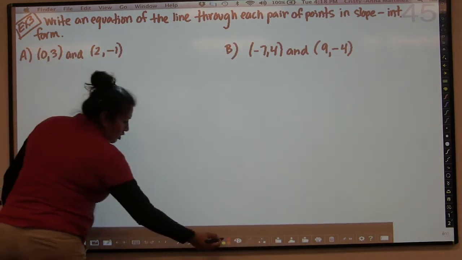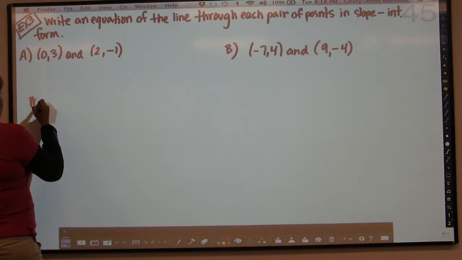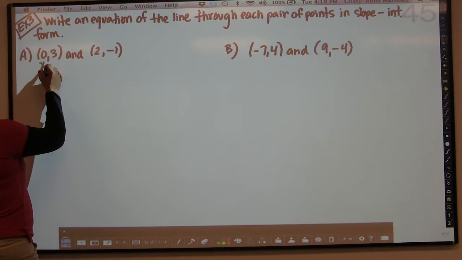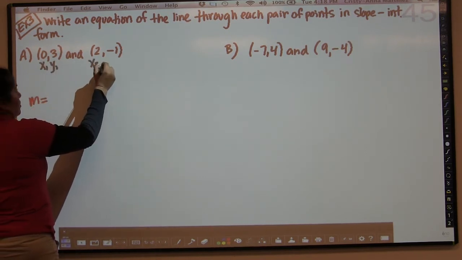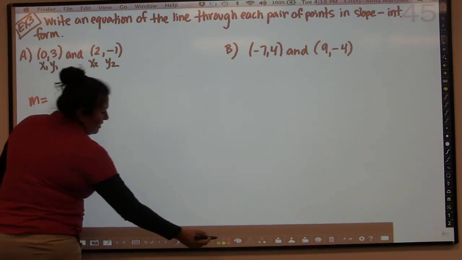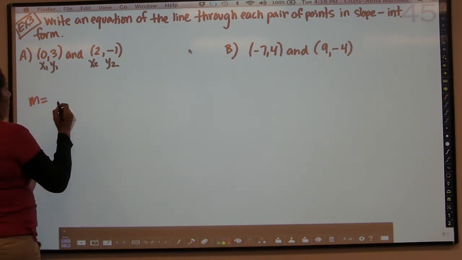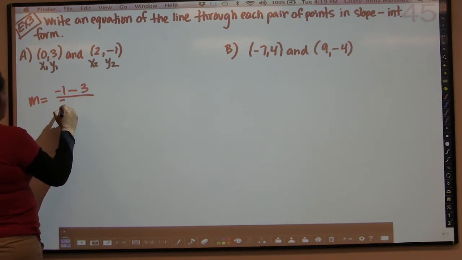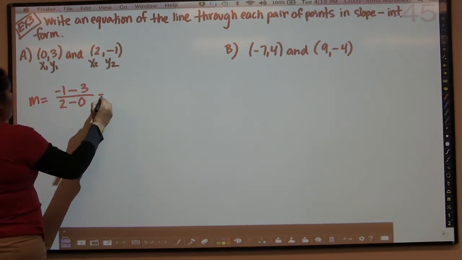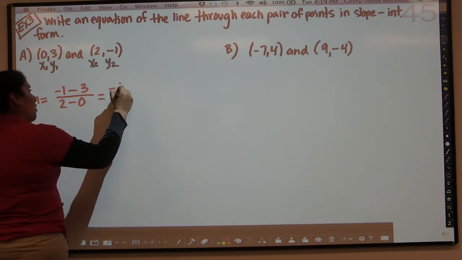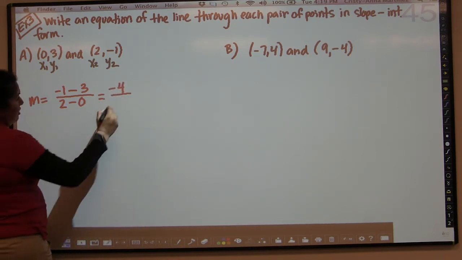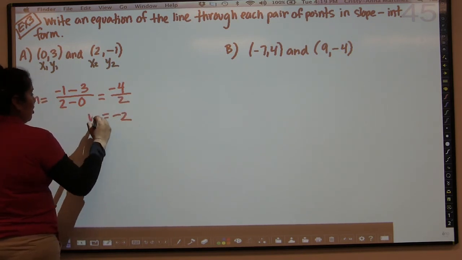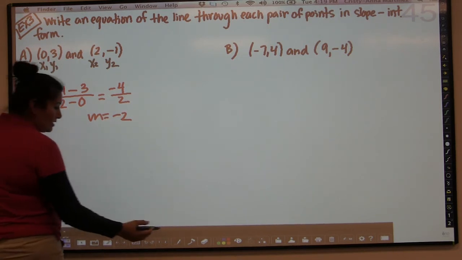The first thing we need is a slope. We do not know the slope right now. They did not give it to us. But lucky us, we know how to calculate slope, so we're going to go ahead and label our points x1, y1, x2, y2. And our slope is going to be y2, negative 1, minus y1, which is 3, all divided by x2, which is 2, minus x1, which is 0. Negative 1 minus 3 is negative 4. 2 minus 0 is 2. And negative 4 divided by 2 is negative 2. So our slope is negative 2. And that's all we need.